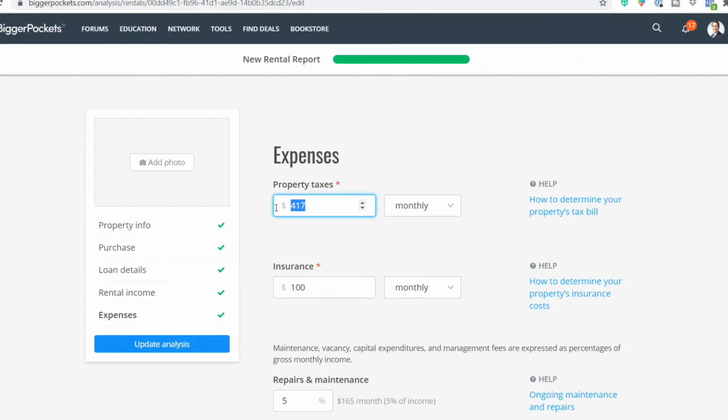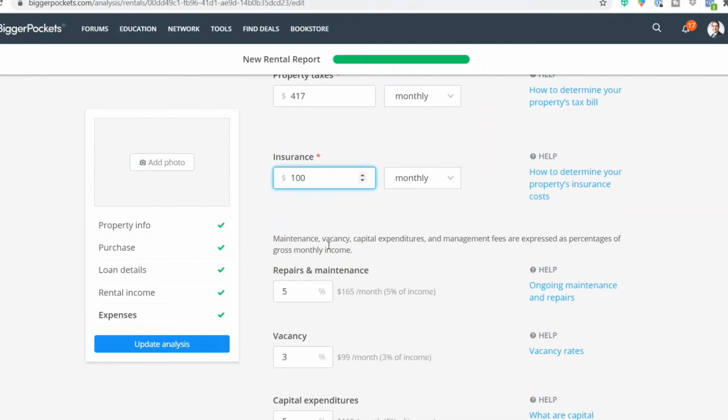Now, when I looked at the property taxes from the county assessor's office, it said that the property taxes would be close to $417 per month, and then insurance we're assuming is going to be about $1,200 per year, which is $100 a month. It may be more expensive than that. It just depends on what you think you want in your coverage.